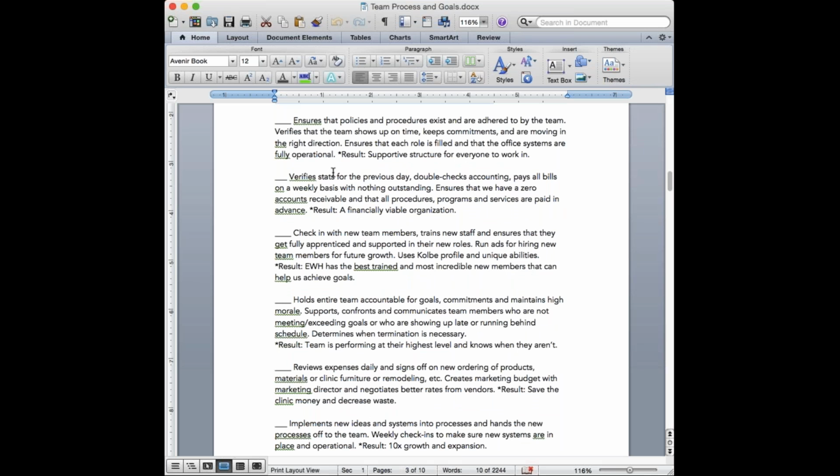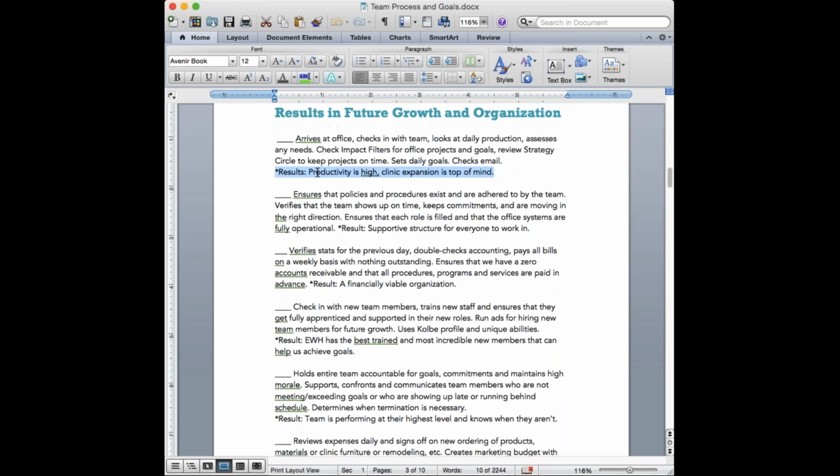Verifies stats for the previous day. So this is number 3 here. We're looking at verifying stats for the previous day, and double checking accounting. You remember the case manager made sure that each of their cases were collected on. But then the office manager needs to double check that it actually got deposited. Those checks got deposited. Those things followed through.